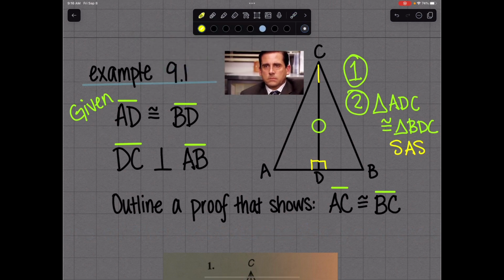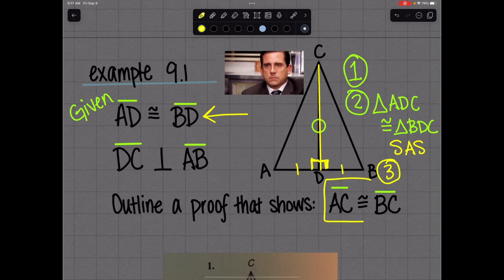So we're going to use the SAS postulate to prove that they're true. So the side that is the same as this side, the angle that is the same is this right angle because we're given the fact that that's perpendicular. The other side that is the same is this one because we're told that information that AD is equivalent to BD. The third step in the proof is this. I'm not going to write it again because it's right there. And it's that segment AC is equivalent to segment BC.